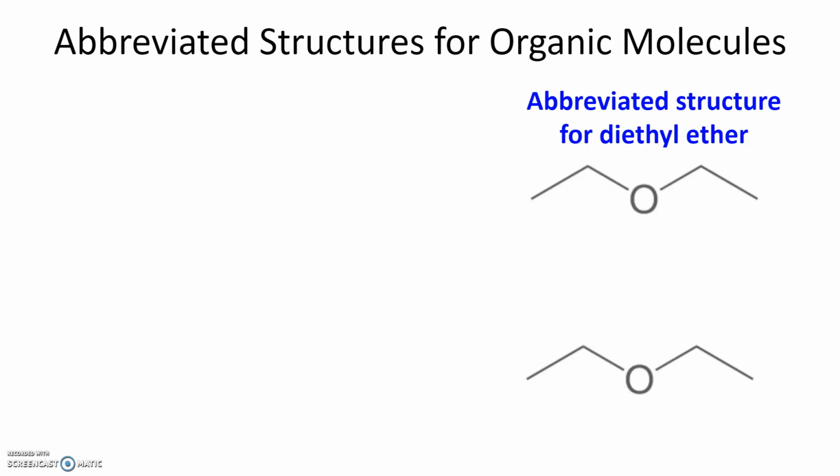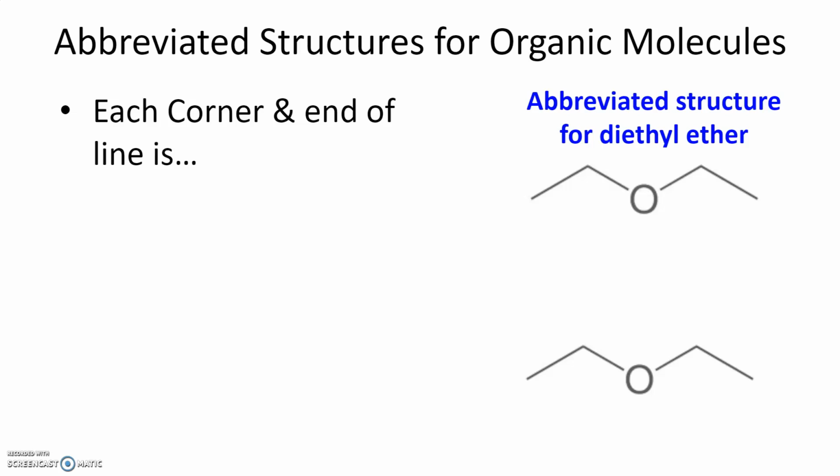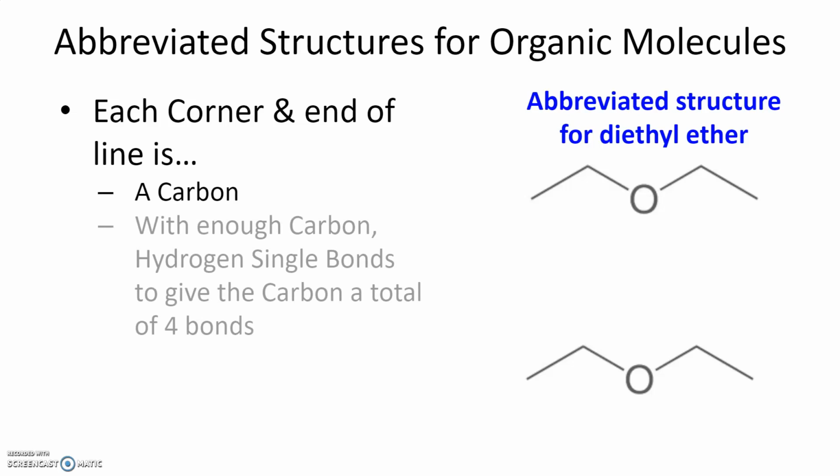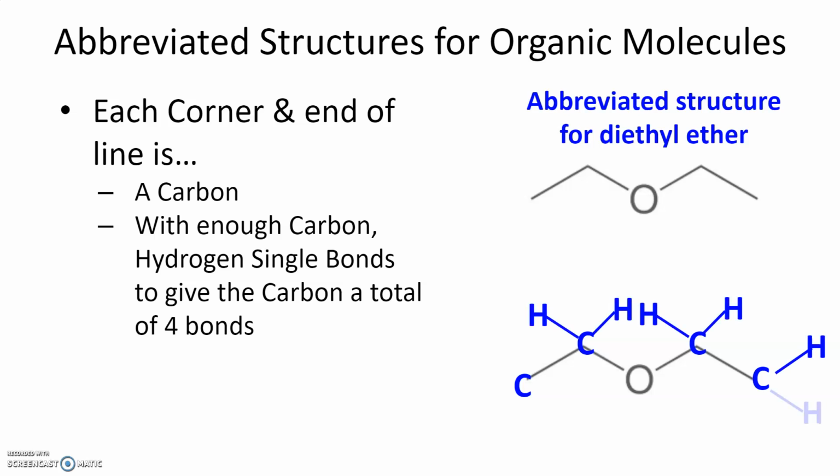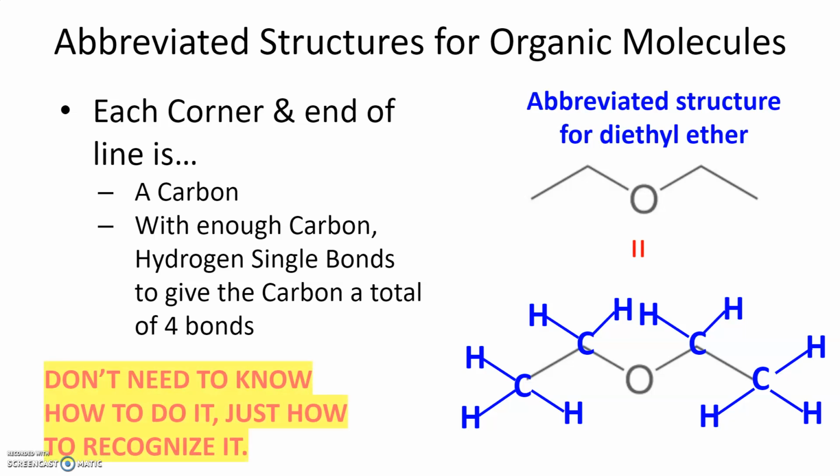Okay, last final note. The abbreviated structures, you may see this when you're searching up structural formulas for your project, so we'll just quickly go over this. When you have an abbreviated structure like this, where a lot of atoms seem to be missing, each corner and end line is a carbon atom with enough hydrogens attached to it to give that carbon a total of 4 bonds. You don't need to know how to do it, you just need to know how to recognize it. When you see something like this, there are carbons here and here, with hydrogens possibly attached to them.